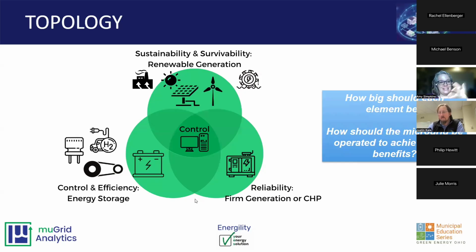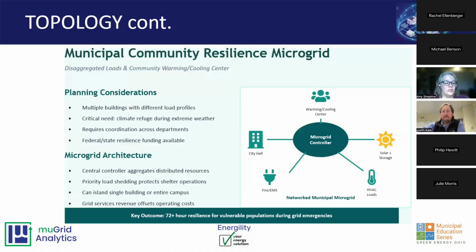And so when we're doing design, and we're going to talk a little bit more about the design process in the next webinar session in a couple of weeks, the two questions are: how big should each of these elements be to appropriately work together and serve those local loads? And then how do you program those controls? How should each asset be operated together to achieve the benefits and the synergies between the assets? Next slide. So I'm going to hand it over to Justin for a minute to give you a great example of a microgrid system with these components.